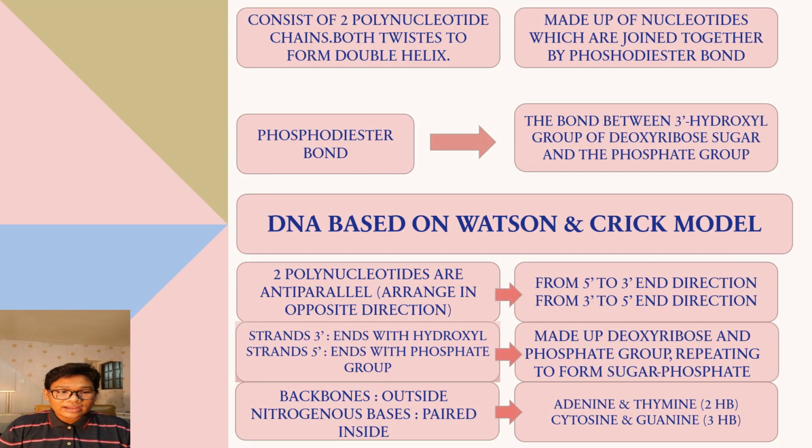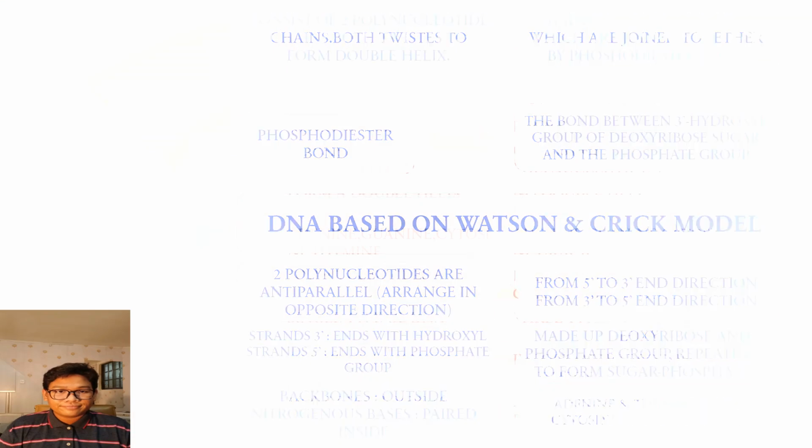As you can see on the slide, this is DNA based on the Watson and Crick model. DNA consists of two polynucleotide chains. There are two strands that are twisted and antiparallel to form a double helix. Both strands are joined together by phosphodiester bonds. Each strand is made up of deoxyribose and phosphate groups, repeating to form the sugar-phosphate backbone.